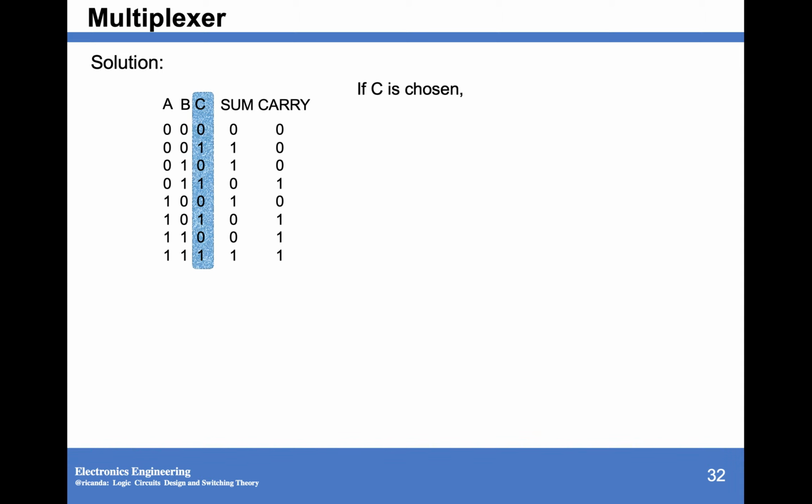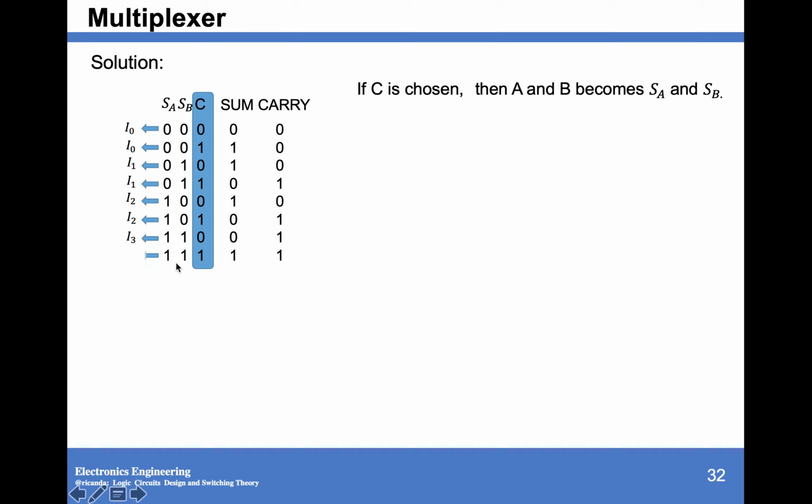So for this one, if we choose C, therefore A and B will be our selectors SA and SB. So for that selector, we have 0, 0, that is I0, 0, 1, that is I1, this is I2, and this is I3. Since we have SA and SB as our selectors, we have to use a 4 by 1 multiplexer.